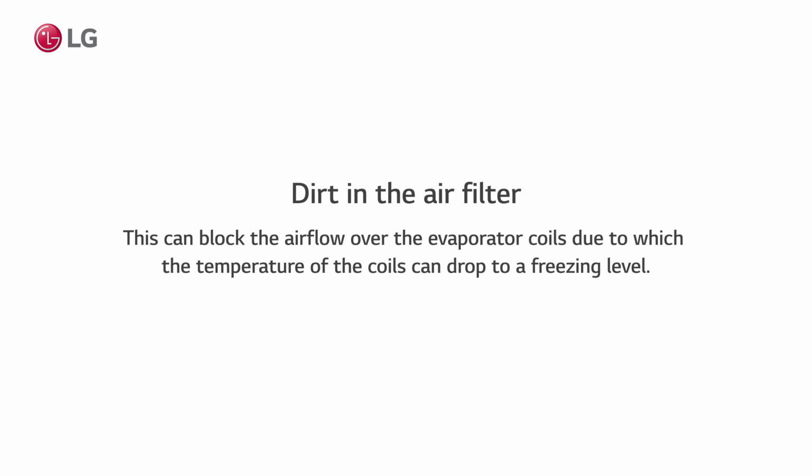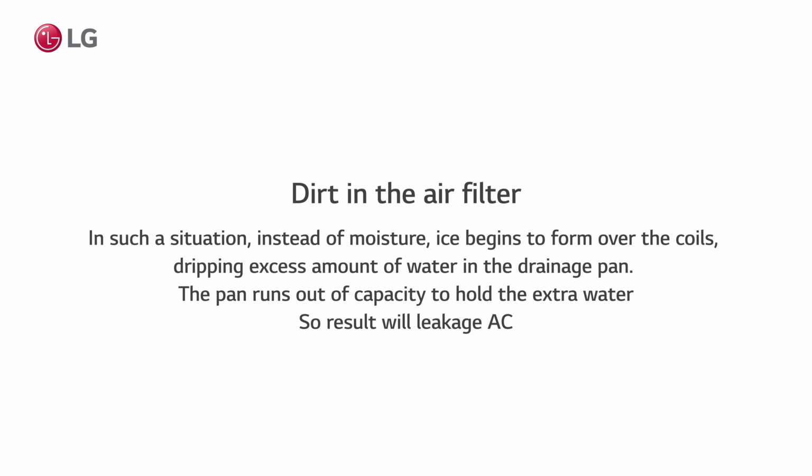This can block the airflow over the evaporator coils and the temperature can drop to freezing levels. In this case, ice may form instead of moisture, and this can cause an excessive amount of water to drip in the drainage pan, which will then lead to an overflow and water to leak from the AC.